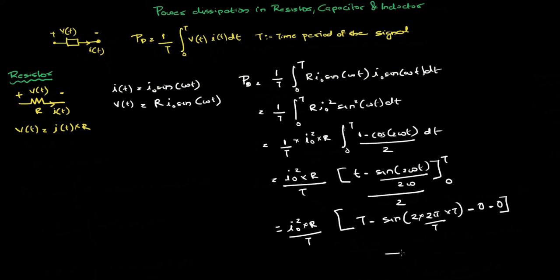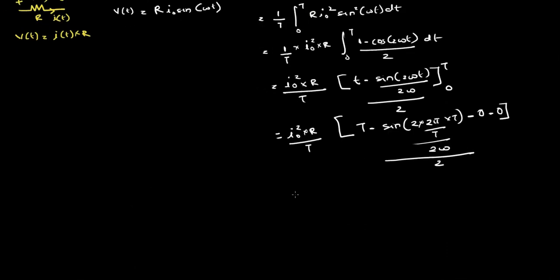Here you have a 2 omega, so this is equal to I0 squared into R by T into (T minus sine of 4 pi). So sine of 4 pi is 0, so it will become T, the whole divided by 2, and the two T's get cancelled. So this is equal to I0 squared into R by 2.